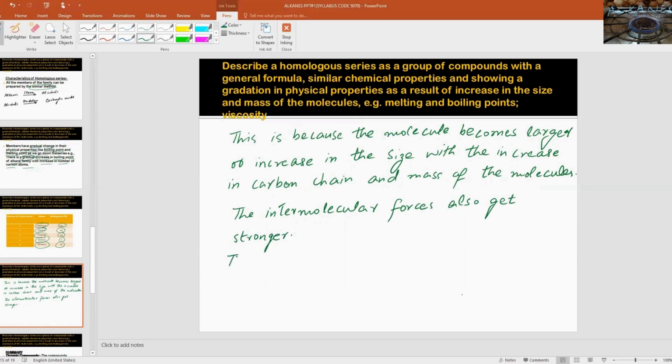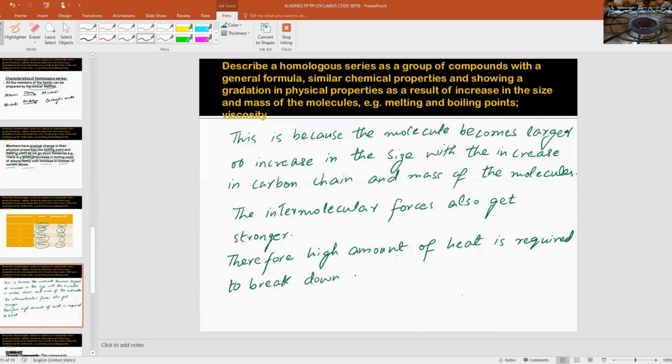Therefore, a high amount of heat is required, or you can write needed, to break down the forces.